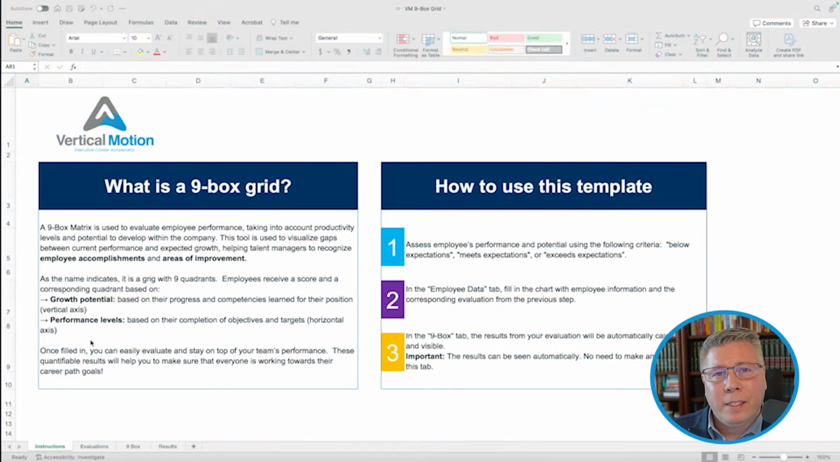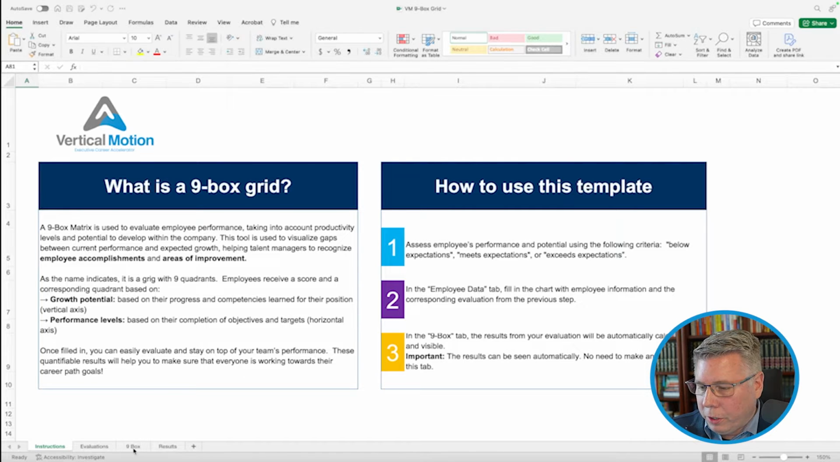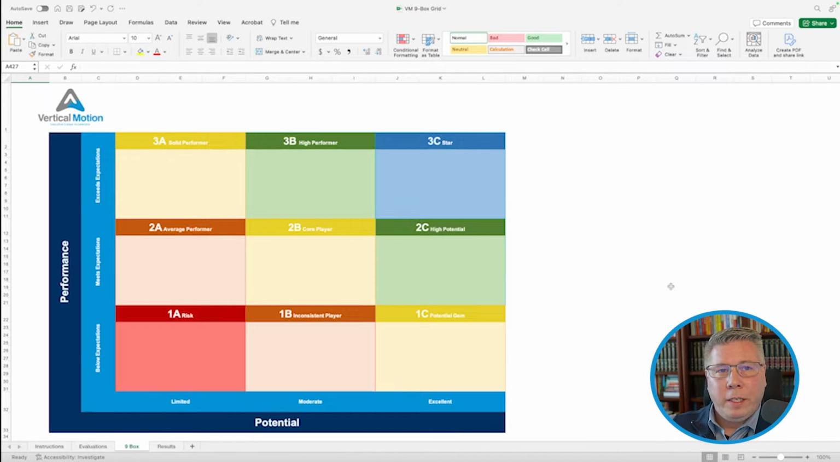So what is a 9-box grid? Well, very simply, it's a matrix. It's like a tic-tac-toe. It's a 9-box grid, and I'll show you exactly what one looks like. So this is a 9-box grid right here. Quite simply, it is a tic-tac-toe shape like this, what you see on the screen here, where there are 9 categories, and it's a 3x3 matrix.